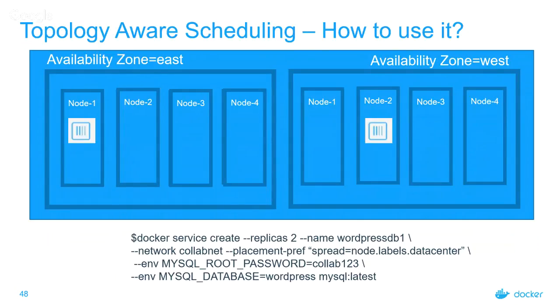When you specify it, it ensures that one copy of that particular service gets placed in each availability zone, and this is how you get a high availability feature also.